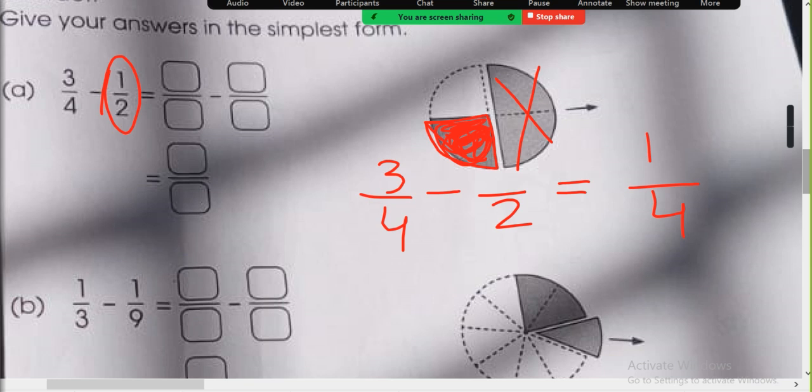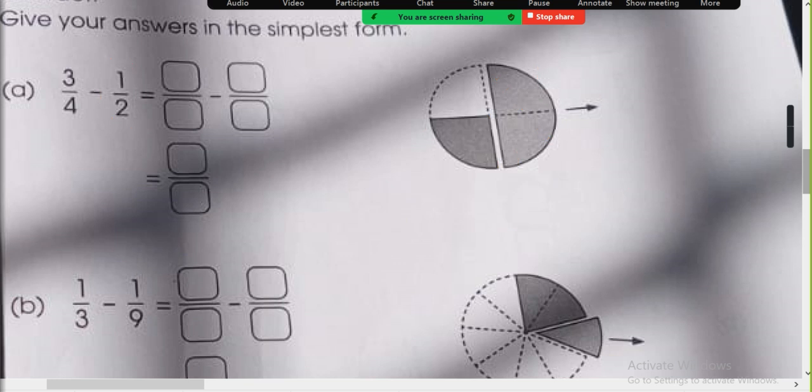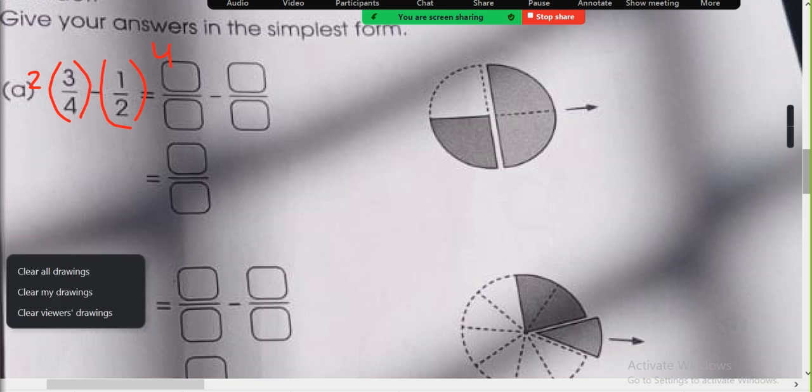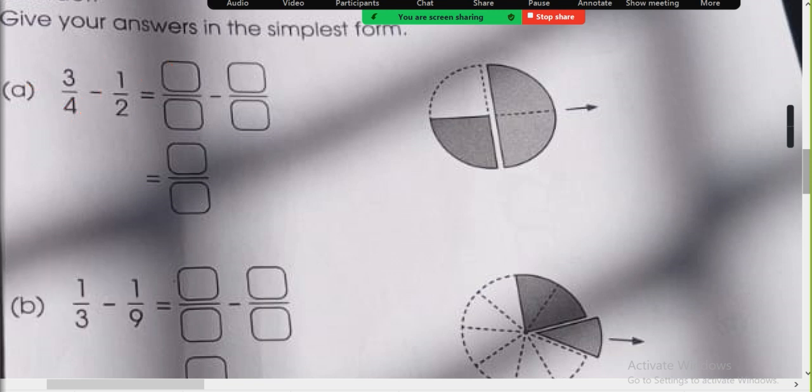Okay, let's do it mathematically. When we don't have the same denominator, we have to make the denominator the same. So I will multiply this side by 2 and I will multiply this side by 4. We will multiply both numerator and denominator. For multiplying this side by 2, I will get 2 3 times is 6 and 2 4 times is 8. At this side, I will multiply it by 4. 4 1 times is 4 and 4 2 times is 8.